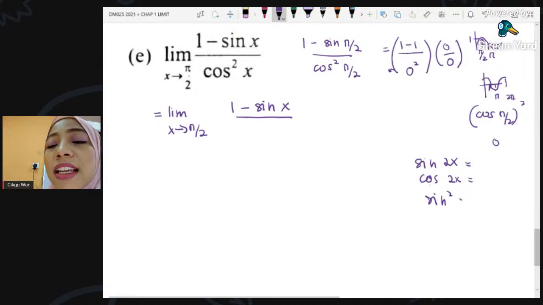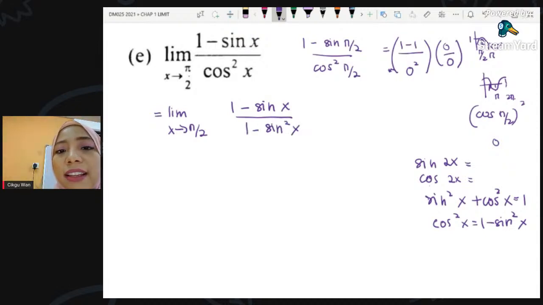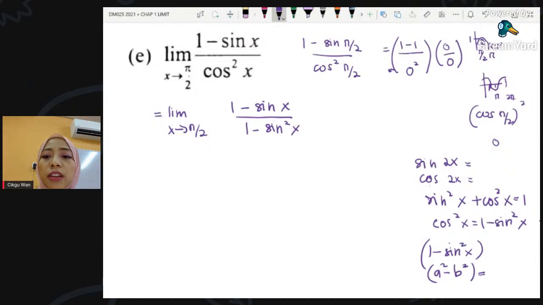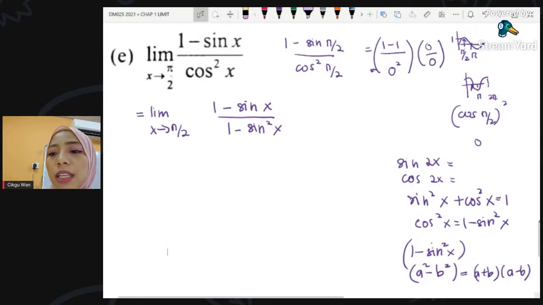And if you have sin squared x, plus cos squared x equals 1, so cos squared x equals 1 minus sin squared x. So I'm going to write here 1 minus sin squared x. Again we end up with sin squared x, which is basically a squared minus b squared. So what do we do here? a plus b, a minus b. So it means 1 plus sin x and 1 minus sin x. Okay, very good, we have Aisyah, Tun. Very good.